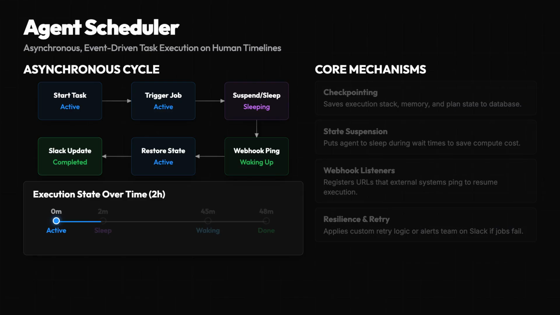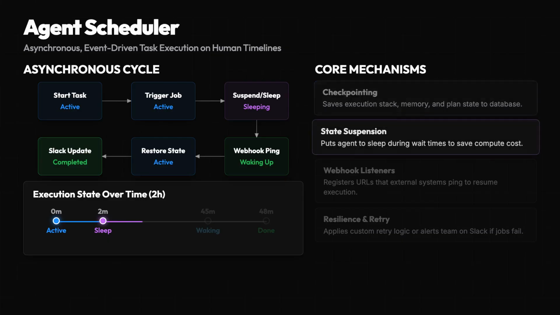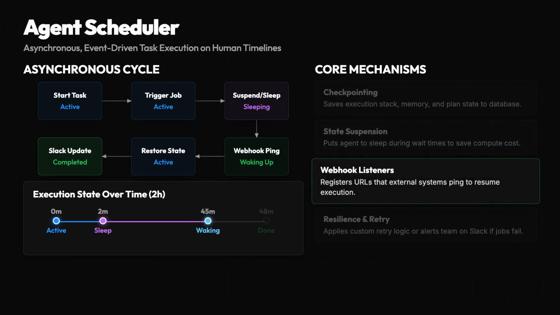When Claude initiates a task that requires waiting for a long-running process, such as a code build, a database migration, or a manager's manual approval, the runtime checkpoints its execution stack. It saves its variables, the plan state, and the conversation history, and suspends the agent. The runtime is not active during this wait time, which saves token costs.